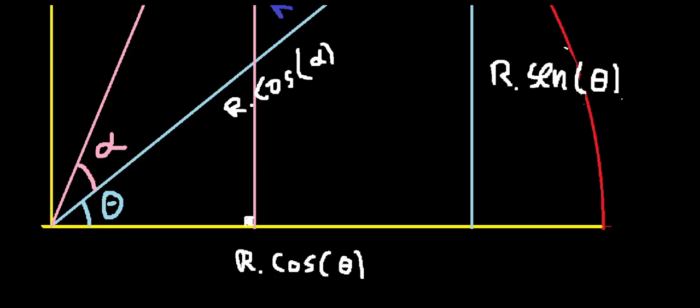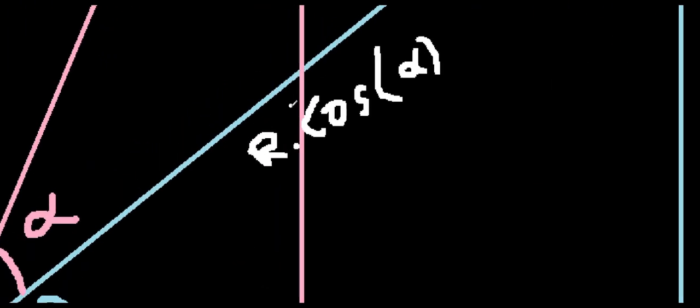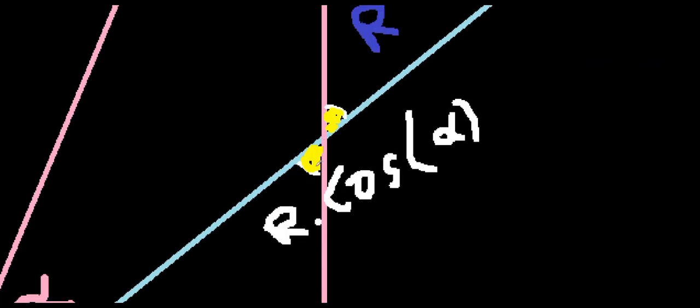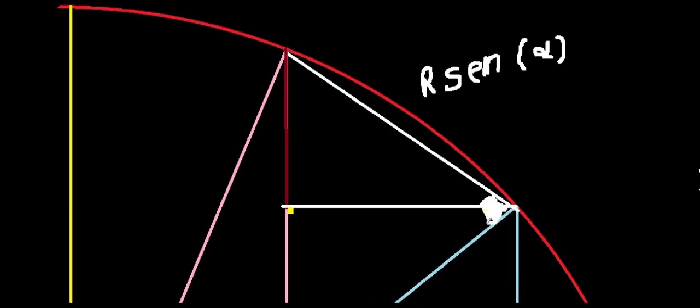According to the rules of geometry, this angle is equal to this angle. We paint it yellow. This angle is perpendicular, equal, so theta is equal to this angle theta. Since this is perpendicular, theta has a complement.